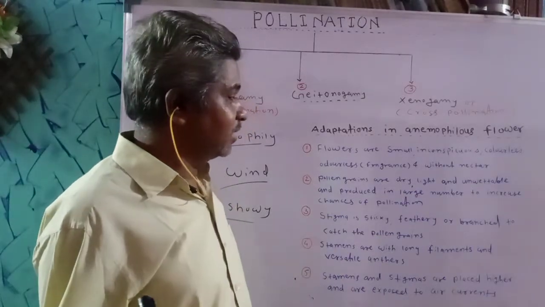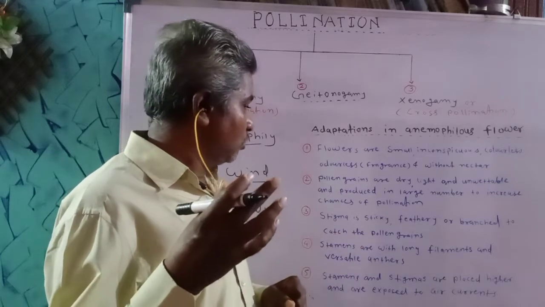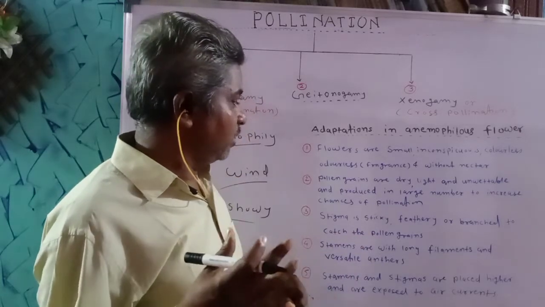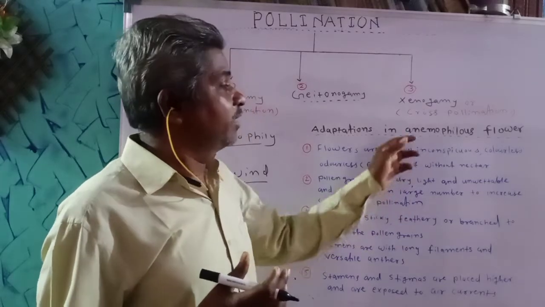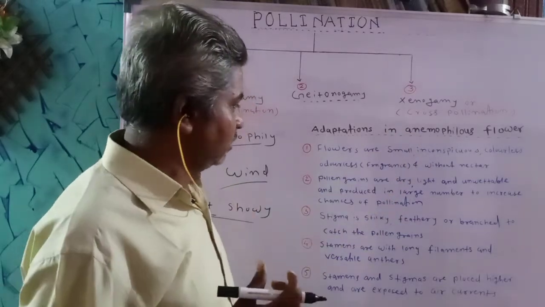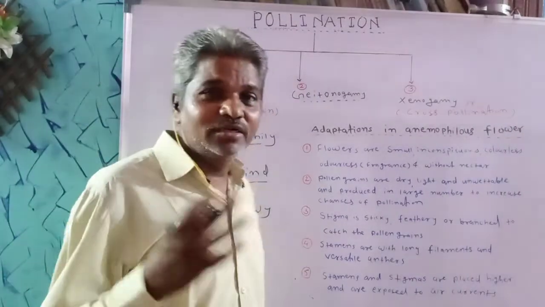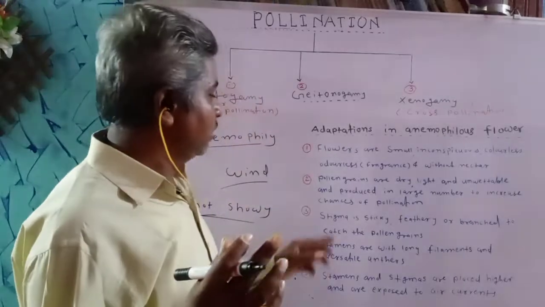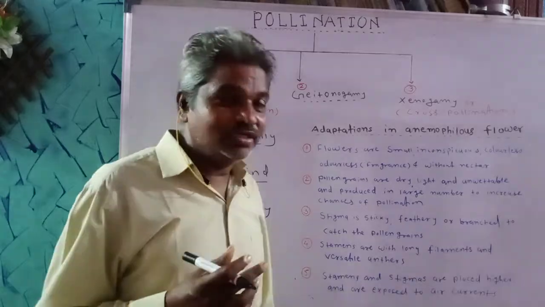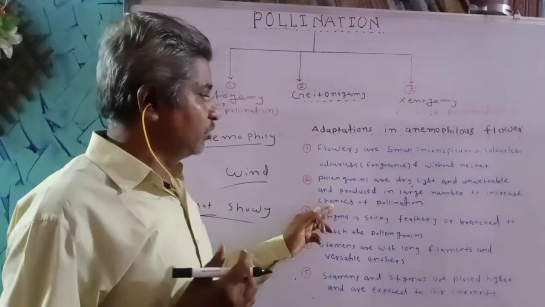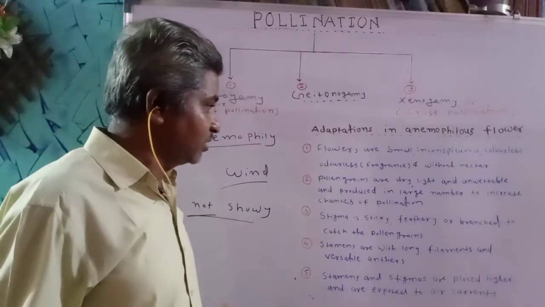Some pollen grains are wasted, and so, in order to achieve pollination, the number of pollen grains produced in anemophilous flowers is large. Why are such large numbers produced? To increase the chances of pollination. So these pollen grains are produced in large number to increase the chances of pollination.